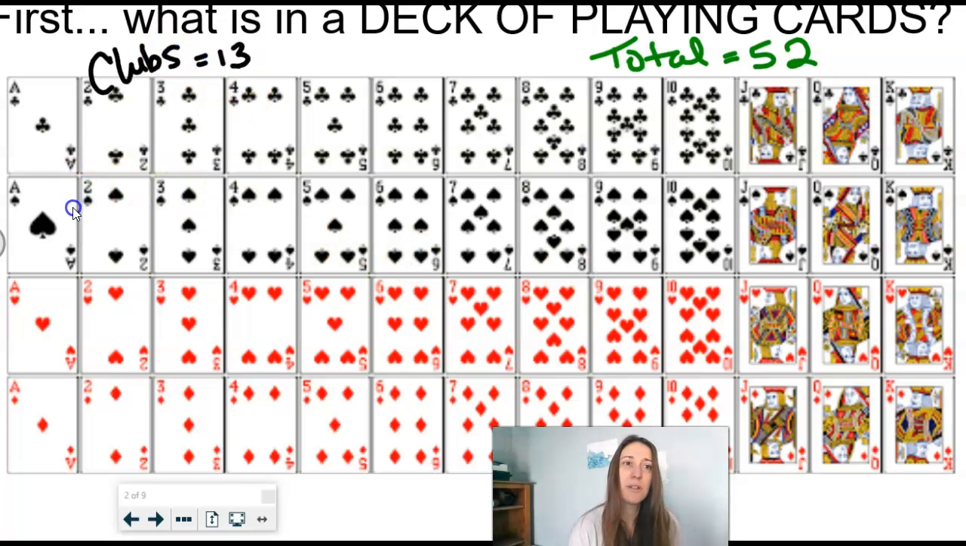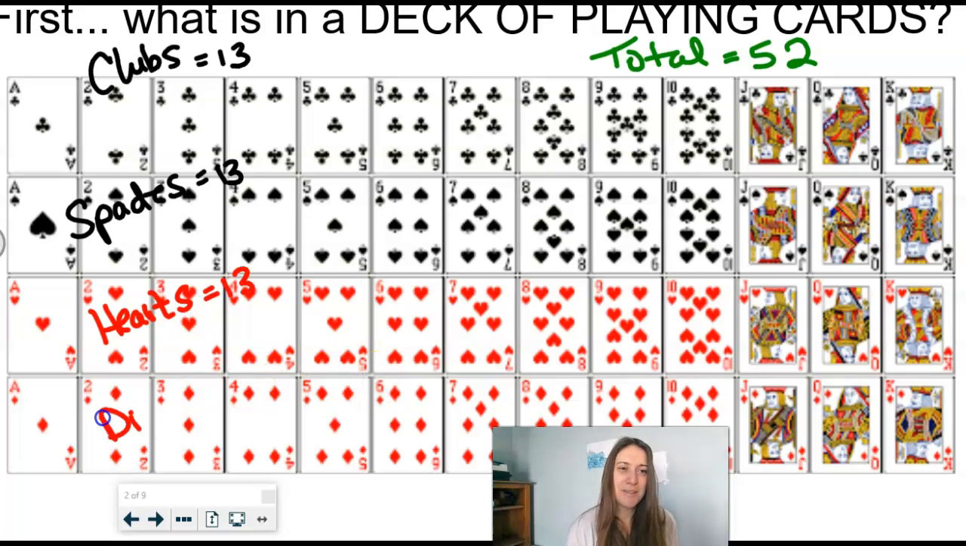The next suit is called the spades. Also black, they look like little shovels, and there are 13 of those as well. Then we have the hearts, which are all red, and there's 13. And then the diamonds. So 13 red diamonds, 13 red hearts, 13 black spades, and 13 black clubs, totaling 52 playing cards.